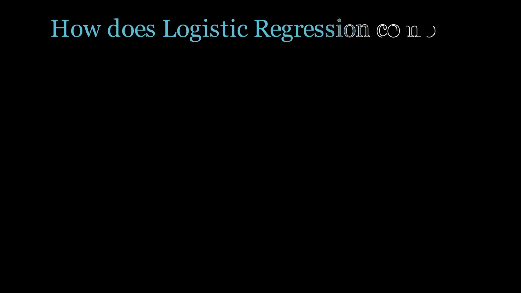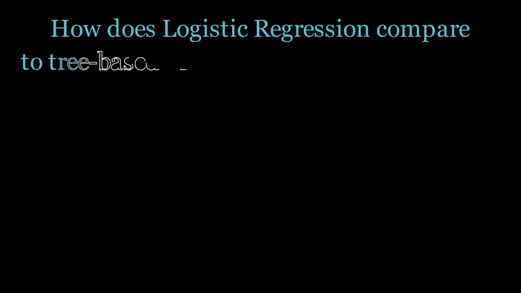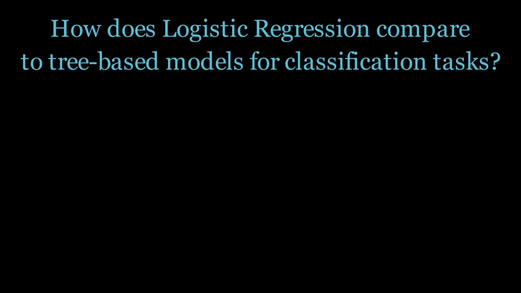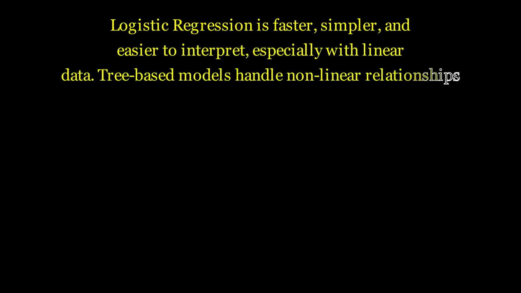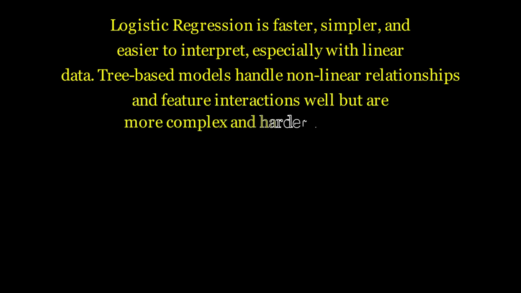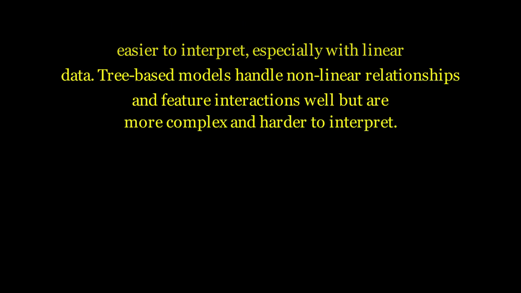How does logistic regression compare to tree-based models for classification tasks? Logistic regression is faster, simpler, and easier to interpret, especially with linear data. Tree-based models handle non-linear relationships and feature interactions well, but are more complex and harder to interpret.